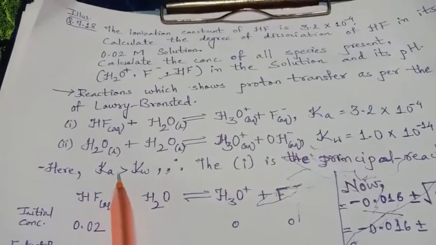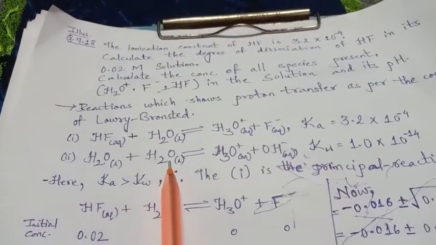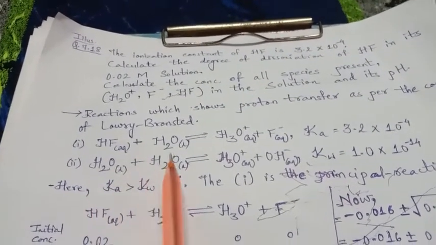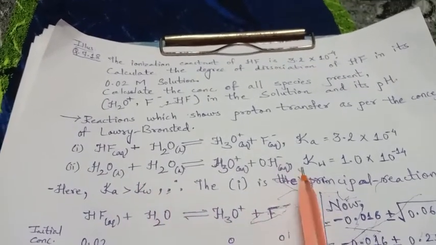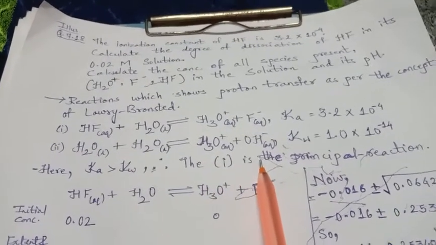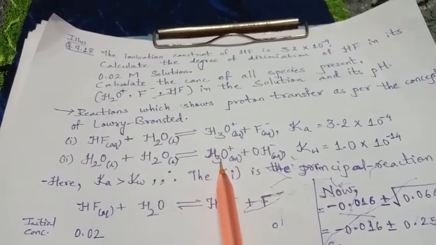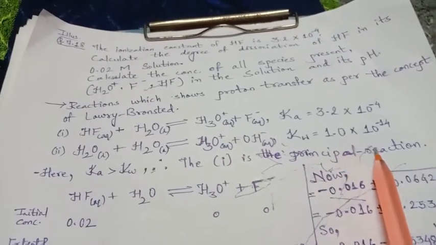Now water with water will give H3O plus and OH minus. Here the ionic product, because it is the content of water, is equal to 1 into 10 to minus 14.